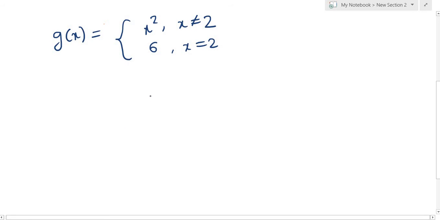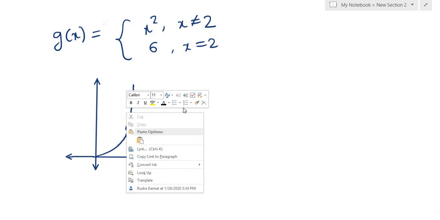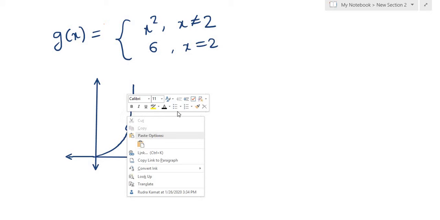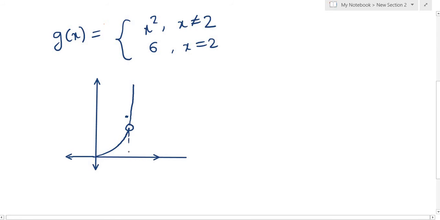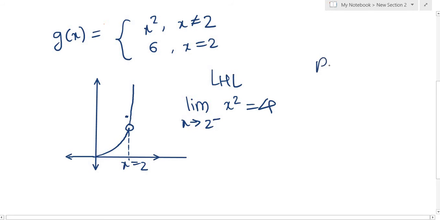Let me graph this out for you guys again. So the graph's going to look something like this. This point is x equal to 2. Now for calculating the LHL we need the function x squared. So the limit as x approaches 2 of x squared is 4. And even for the RHL we can use the same function, which is, as x approaches 2 from the positive side, x squared is 4.